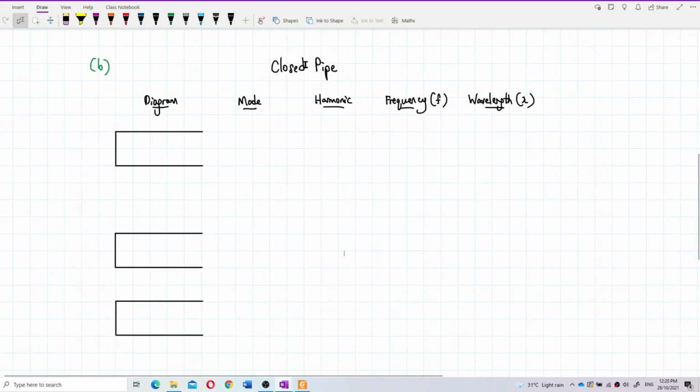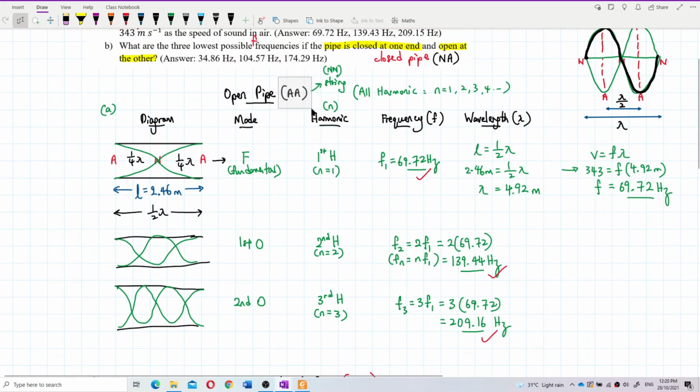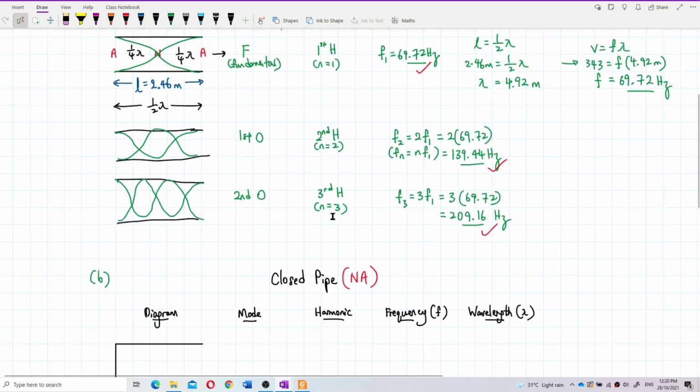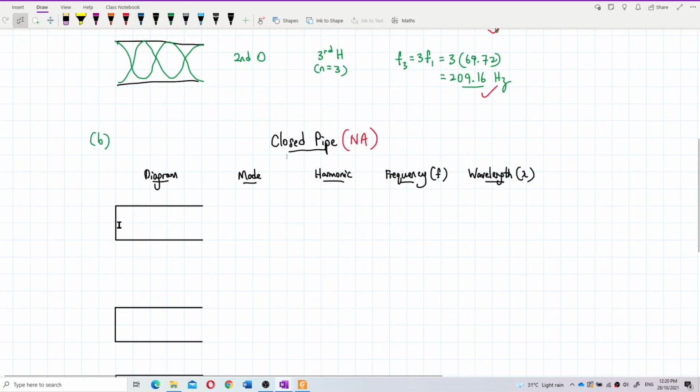Okay, so this is a closed pipe. A closed pipe is node to anti node. Unlike last time, the open pipe is anti node with anti node. For the closed pipe it is node to anti node. So the diagram for a closed pipe is we have a node and go to an anti node. It looks like this, from node to anti node.